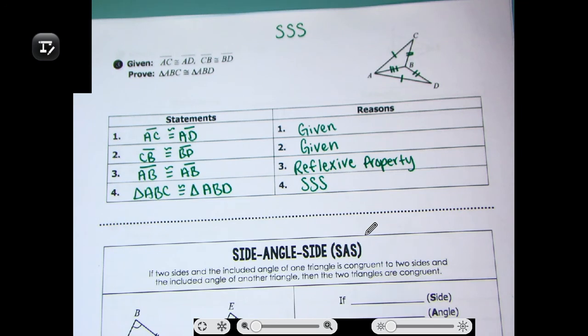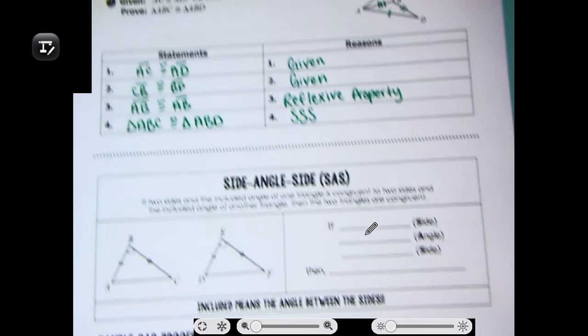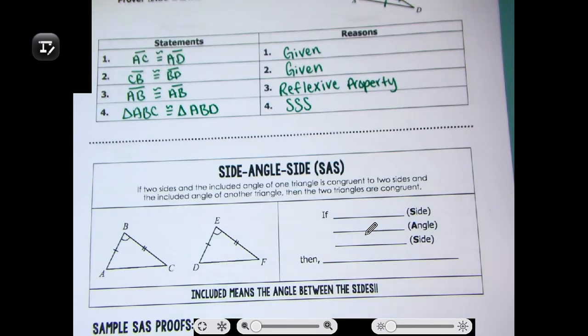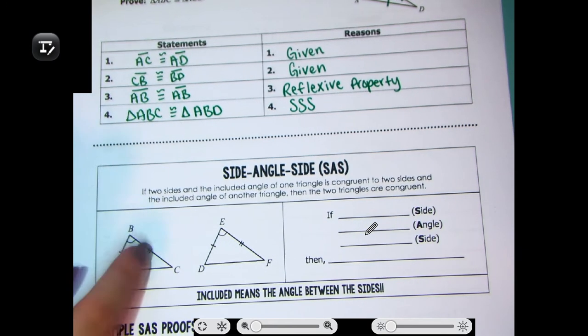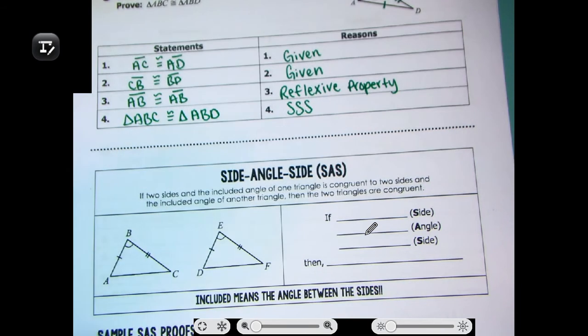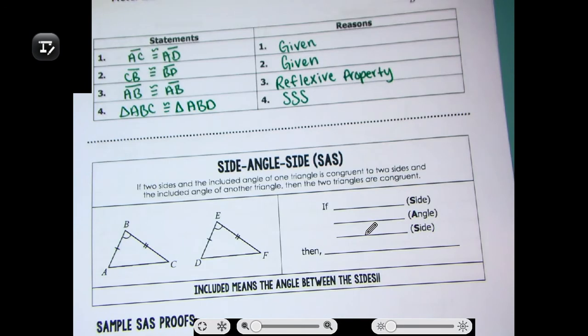Now let's look at side angle side. So instead of having all three sides, we are going to have a side, an angle, and a side in that order. So it has to be in that order. So you have examples here. You have a triangle where you have a side and then you have an angle in between those two sides. And you can prove that those are congruent. Now it has to be in between those two sides. So SAS, not SSA or ASS. It's SAS for this one.